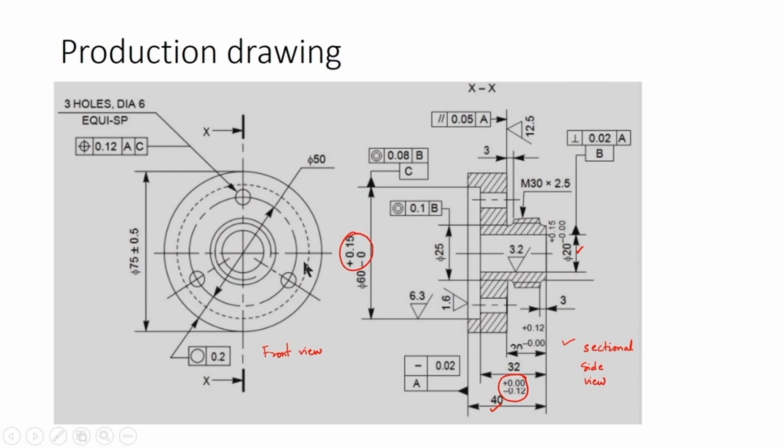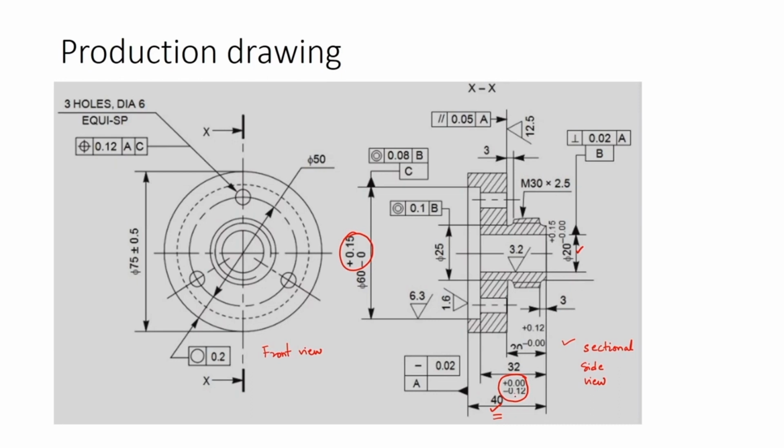So tolerances are nothing but the permissible deviations on the basic dimension of the feature. So 40 is the basic dimension. On the positive side, no deviation is permitted. On the negative side, minus 0.12 is allowed. In addition to this, the roughness values are also provided. These are also required to generate the surface finish of the required quality.